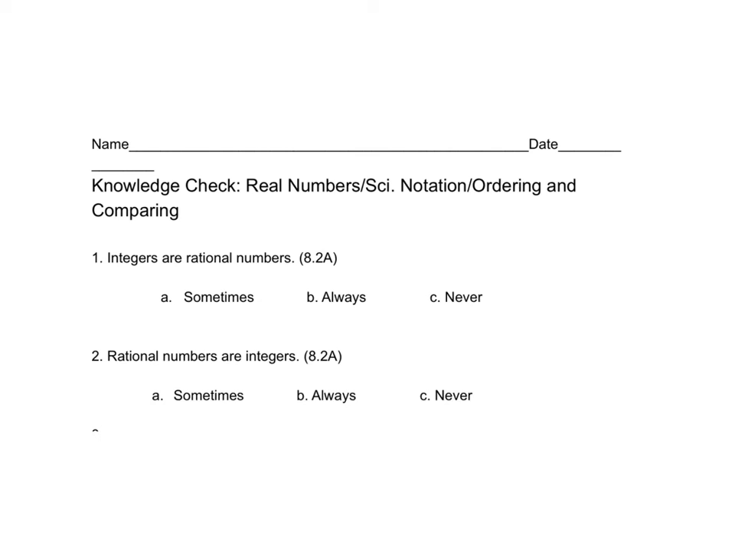Number 1, integers are rational numbers. A, sometimes. B, always. C, never. Number 2, rational numbers are integers. A, sometimes. B, always. C, never. Make sure you remember that you can press pause if you want to still think about these questions and answer choices before you move on to the next screen.